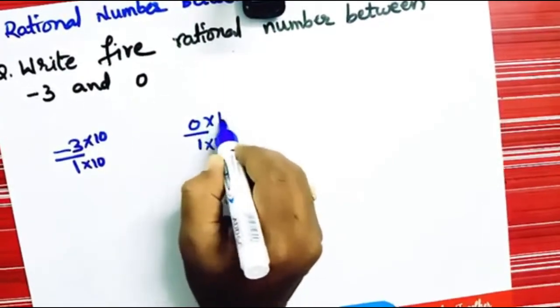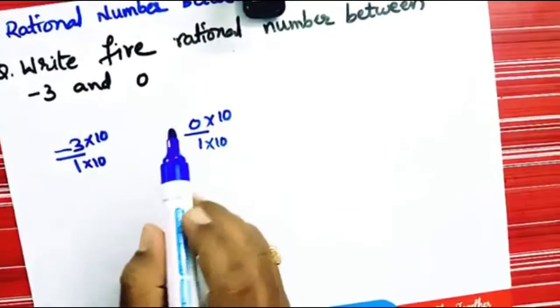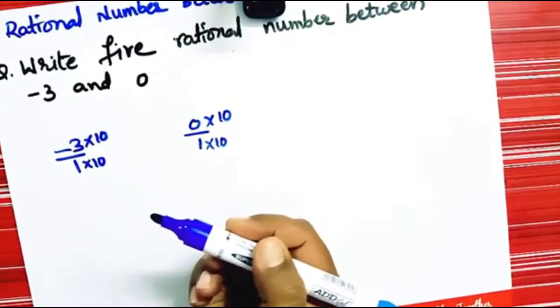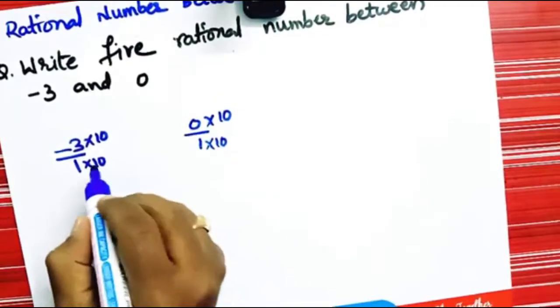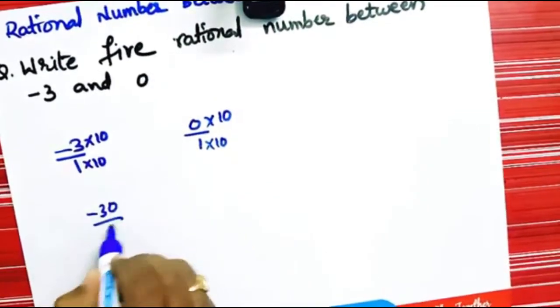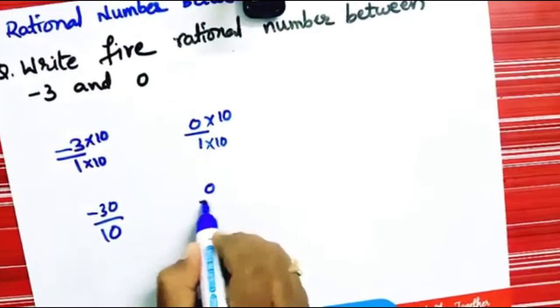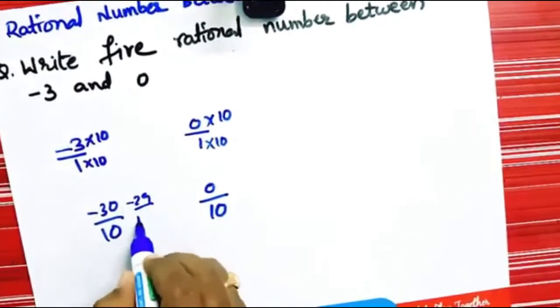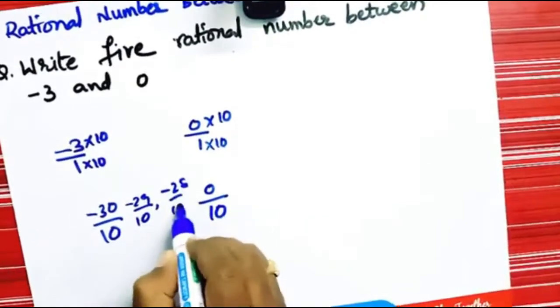In the previous problem I explained with only 2. If you want, take more, take other numbers also like 4 or 5 or 3. So you will get minus 30 by 10, you will get here 0 by 10. Then you will get more than 5, that is minus 29 by 10, minus 28 by 10, and so on.